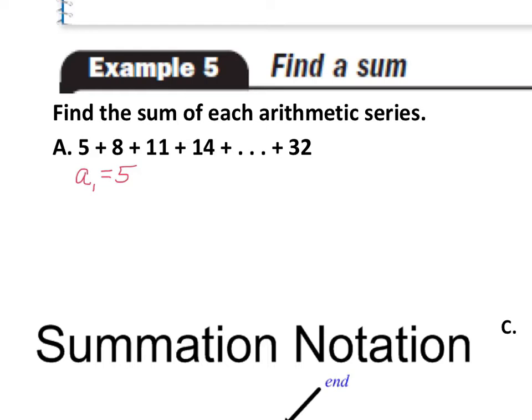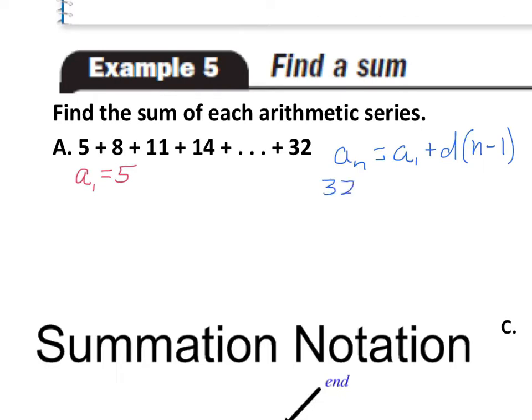But I don't know what term number that is, so I have to do a little bit of math to figure that out. How do I do that? Well, I use the sequence formula from Learning Target V, and that is simply going to tell me a sub n is equal to a sub 1 plus the common difference times n minus 1. Now I can build an equation here, and I can use it to solve for n and figure out what term number is 32.